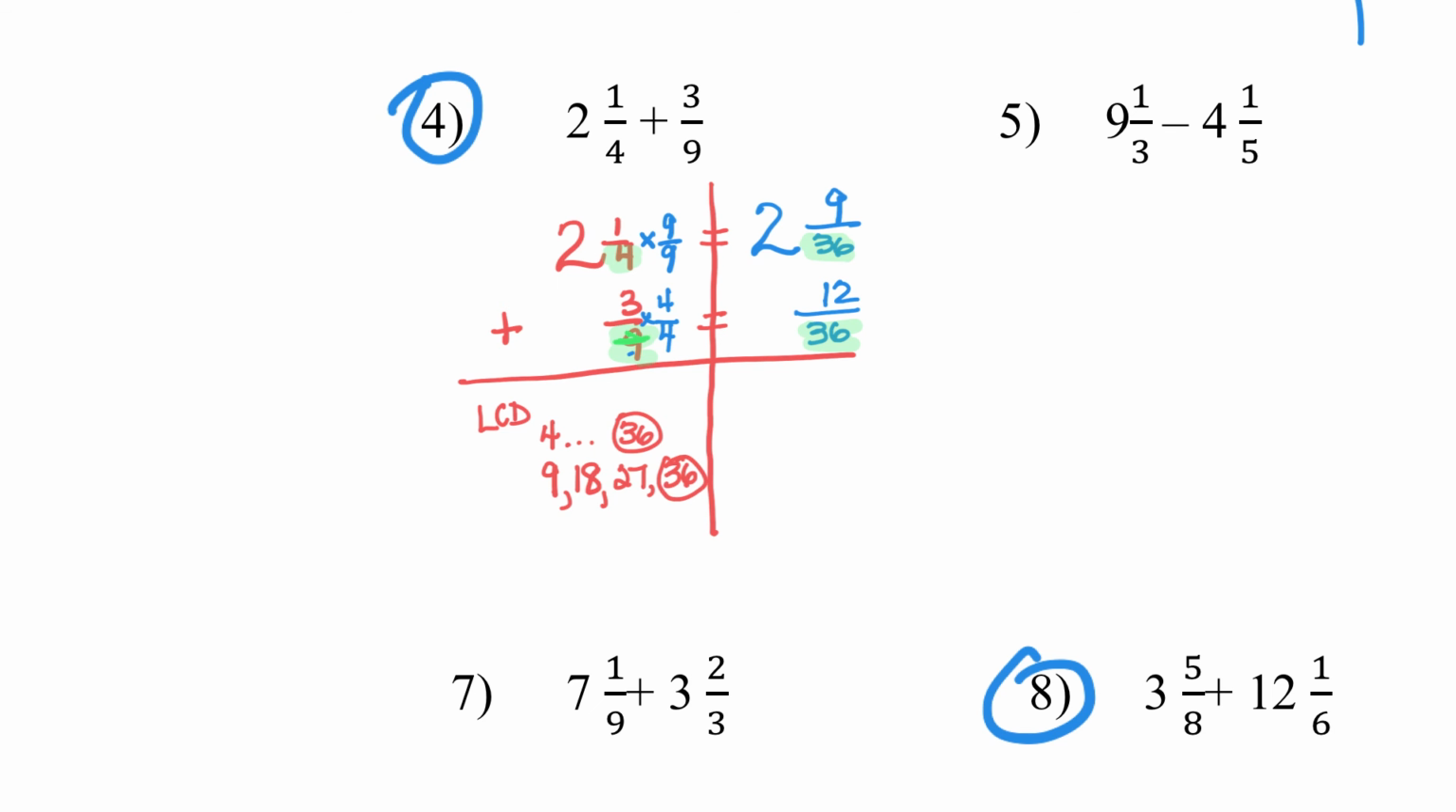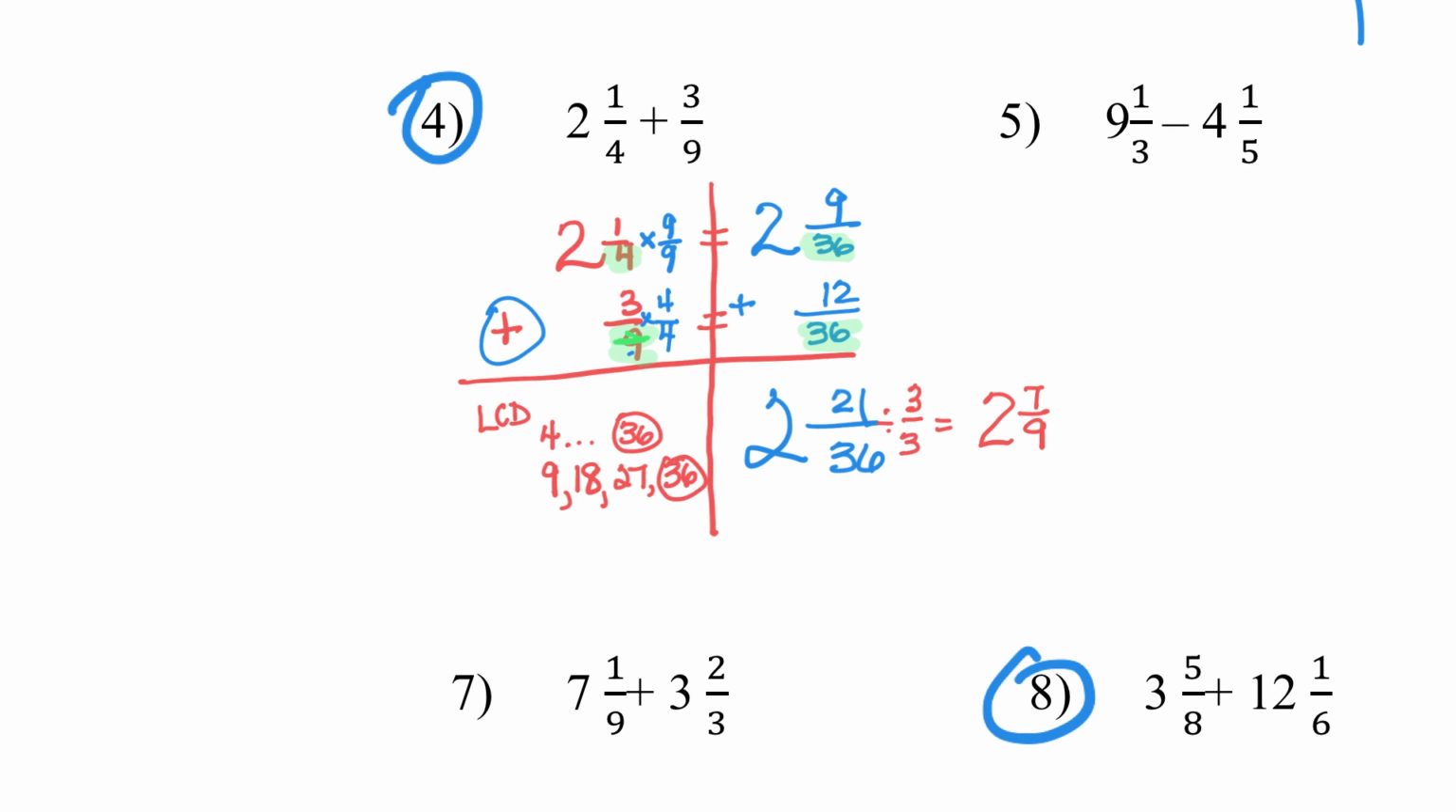And I am adding. So I'm going to set this up with addition. My denominator is 36. 9 plus 12 is 21. And my final answer is 2 and 21, I'm sorry, 2 and 21/36. But is that in simplest form? And the answer is no, there is a common factor of 3. So I'm going to divide by 3/3. And my final answer is 2 and 7/9.